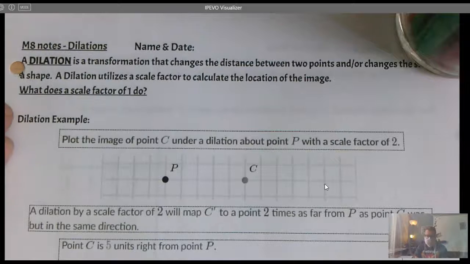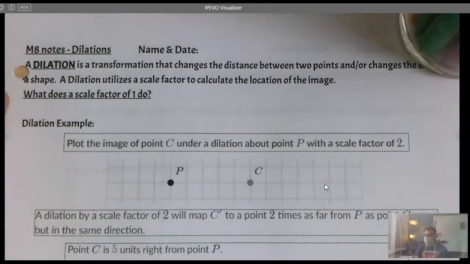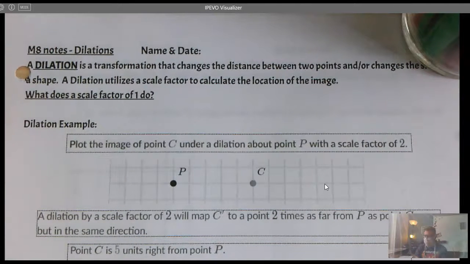But before we do that, answer this question on your paper. Not out loud yet. What does a scale factor of 1 do? What does this? If I scale something by 1. Guys, your pencil not being in your hand is a real evident indicator that you're not doing what I'm asking.